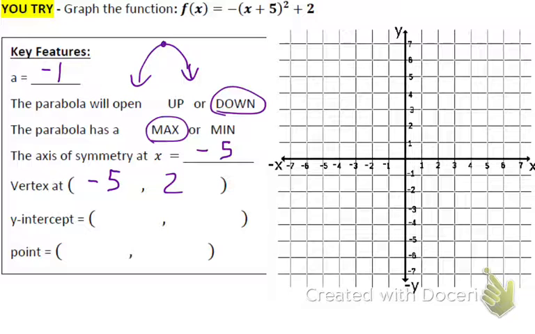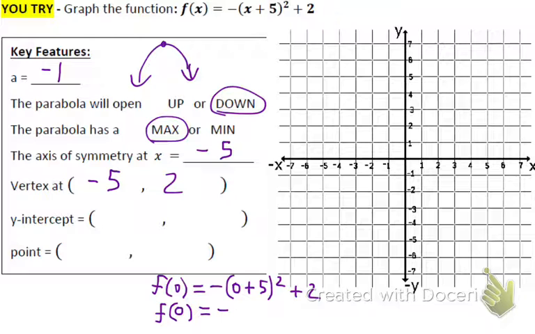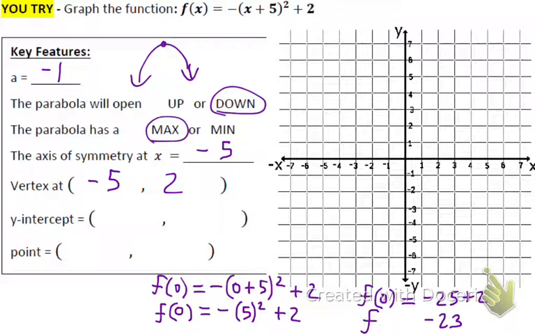A little bit harder to find the y-intercept here, so we're going to replace x with 0 and substitute in and simplify the right side. 0 plus 5 gives us 5. 5 squared is going to be 25. And then the negative is in front, negative 25. Negative 25 plus 2 is negative 23. Y-intercept 0, negative 23. All right, we need a couple of additional points.